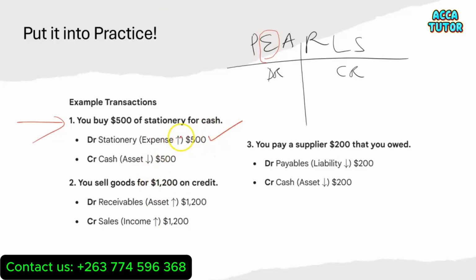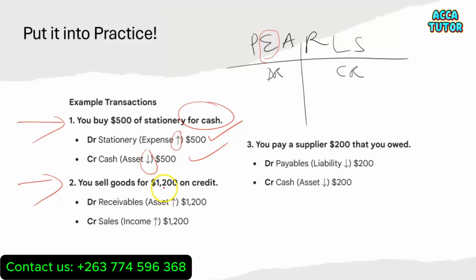$500. So you are seeing this upward arrow suggesting that we are increasing the expense. So we are debiting it. All right. And crediting, we are crediting cash. Why are we crediting cash? Because we have bought stationery for cash. Cash has left the business. So we are seeing a downward arrow there suggesting that cash has been reduced by $500. We come to number 2 there.